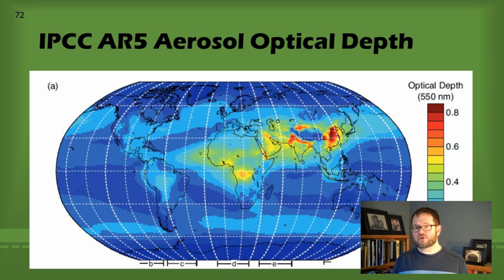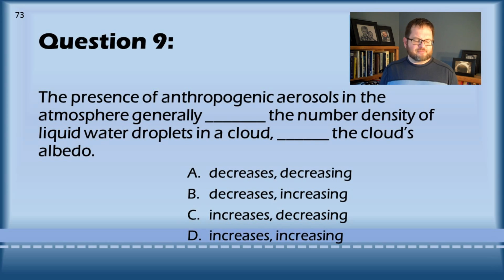Now we have other effects that we're going to be talking about in the next part of our lecture, but let's answer a couple quick questions first. Question 9. The presence of anthropogenic aerosols in the atmosphere generally blank increases or decreases the number density of cloud droplets, liquid water droplets in a cloud. Number density is how many there are, like per cubic centimeter or something. And that blank increases or decreases the cloud's albedo. What does the presence of anthropogenic aerosols do with regard to clouds? Make a choice from those 4 combinations and get a little feedback before you move on to the next question.